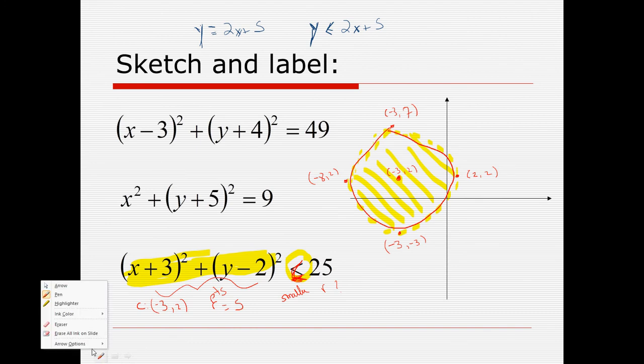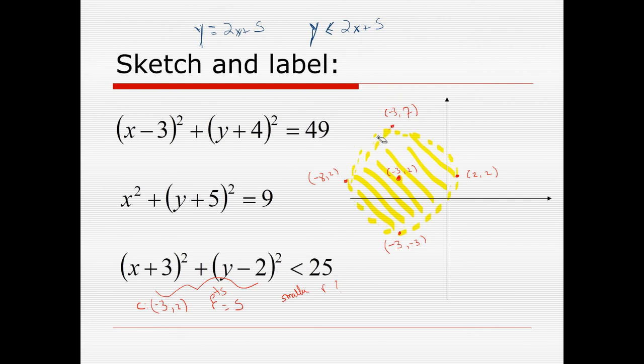So let me go back to the original. Not only should my circumference be dashed, but what should be true about these points? They should be open circles, right? Not the center. The center is not a point on the circumference. It's a characteristic of the circle. Right? Okay.